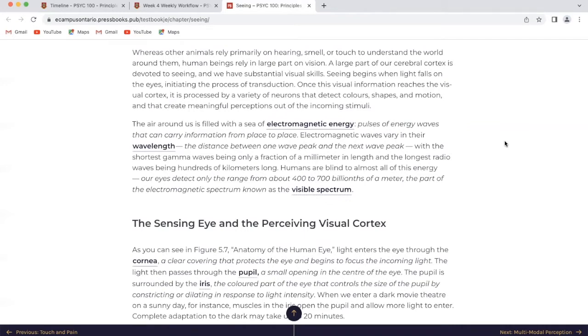The air around us is filled with a sea of electromagnetic energy, pulses of energy waves that can carry information from place to place. Electromagnetic waves vary in their wavelength, the distance between one wave peak and the next wave peak, with the shortest gamma waves being only a fraction of a millimeter in length and the longest radio waves being hundreds of kilometers long. Humans are blind to almost all this energy. Our eyes detect only the range from about 400 to 700 billionths of a meter, the part of the electromagnetic spectrum known as the visible spectrum.